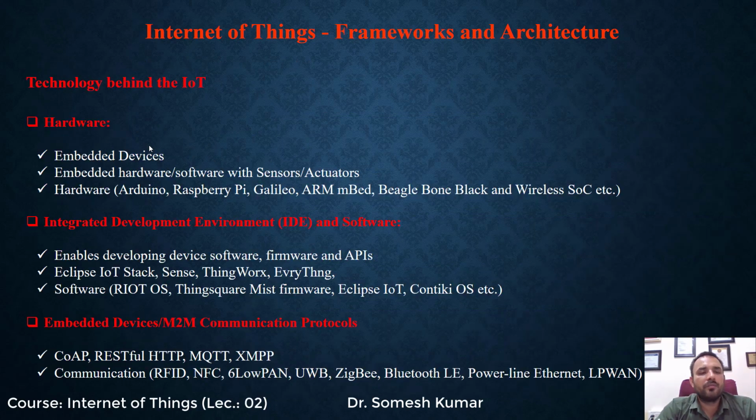Now we will discuss the various technologies behind the IoT. We divide all these technologies into various subcategories. First is the hardware part. I already showed you all these IoT devices; all these things constitute the hardware part. Examples of IoT hardware are Arduino, Raspberry Pi, Galileo, ARM board, BeagleBone Black, wireless SoC, and so on. All these sensors come into this hardware part.